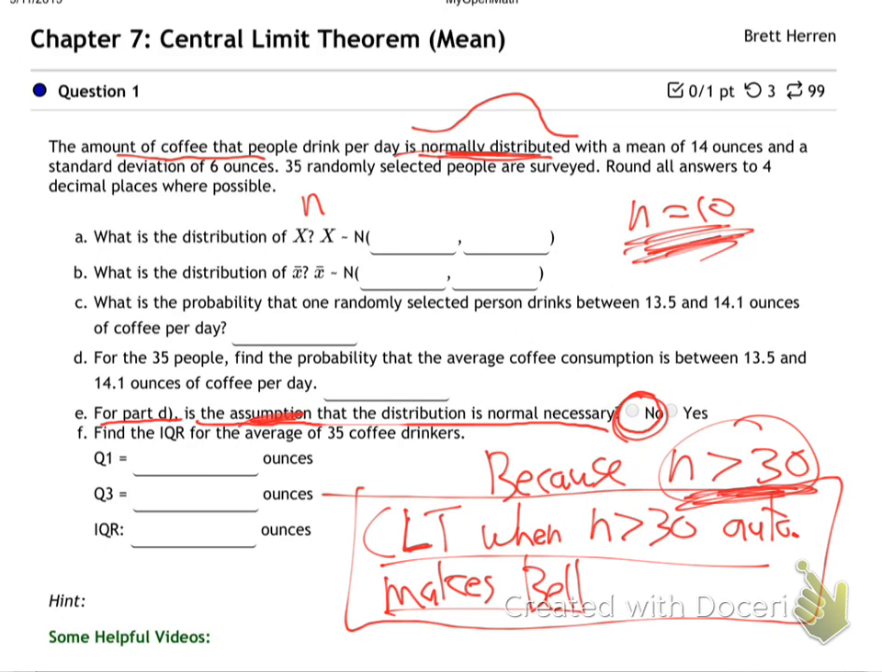So, all right. Greater than 30, the answer is always no. Less than 30, the answer is always yes. All right. Now we need to find Q1, Q3, and the IQR. Let's do that.